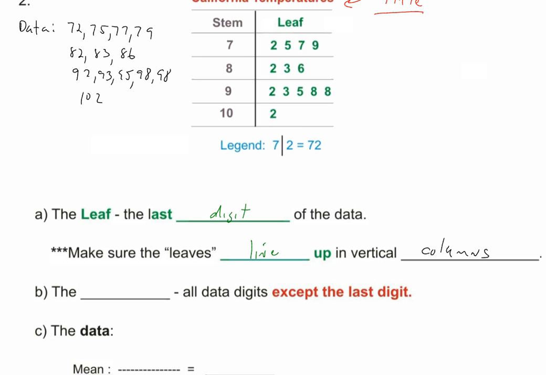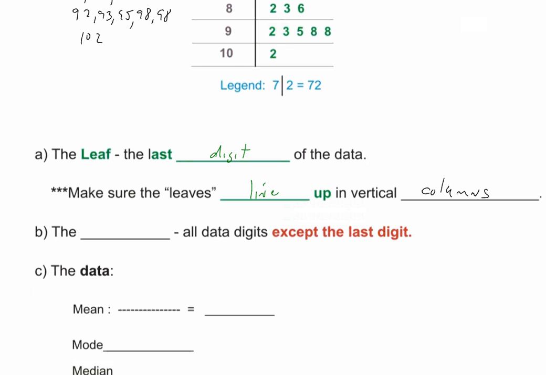So again, don't write this. This is what some of you will do. 3, 5, 8, 8, and up here you go 2, 3, 6, and over here 2, 5, 7, 9, and now you can't tell anything. You follow? You got to keep things in vertical columns in your leaves because remember the value of the stem and leaf is to readily see the intervals. All right, B. The stems, again, are all data digits except the last digit. I mean, your number could be in the thousands, right? It could be in the hundreds of thousands, etc.